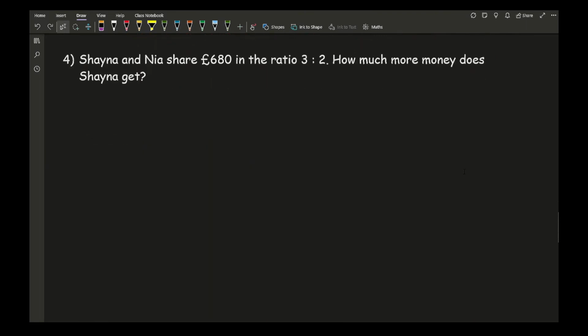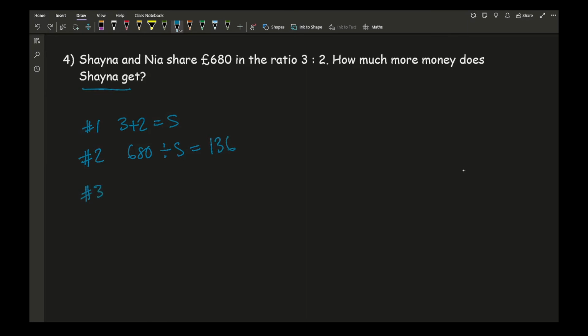So here we've got: Shayna and Naya share £680 in the ratio of 3:2. How much more money does Shayna get? So here we're not actually working out the shared amount. The question's actually asking how much more does Shayna get? So the first thing we need to do is work out how much does each of these girls get. So the first thing is to add the numbers in the ratio. So I've got 3 plus 2, which is 5. The second step is then do 680 divided by 5. So 680 divided by 5 gives me 136.